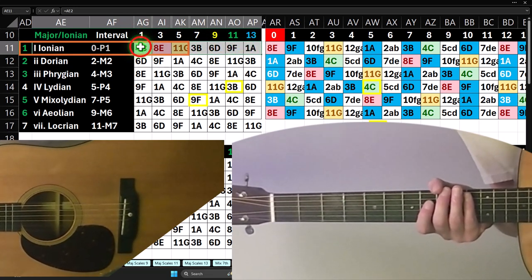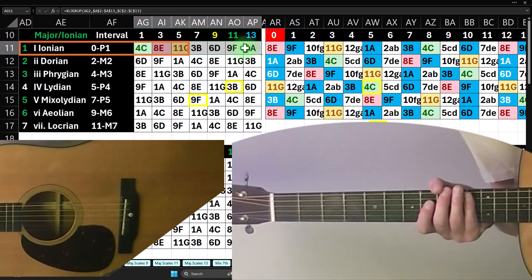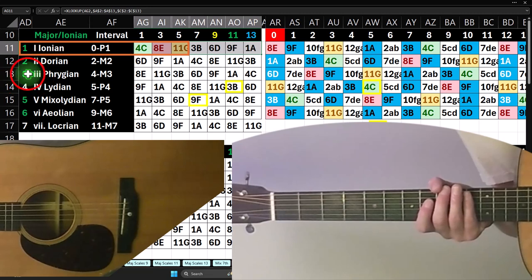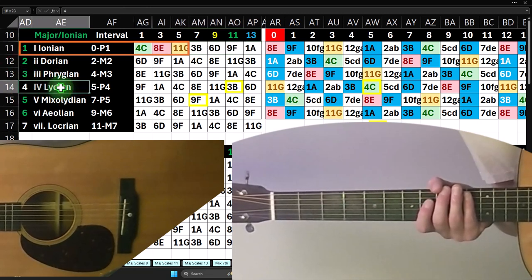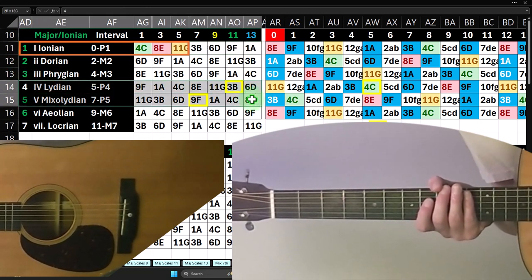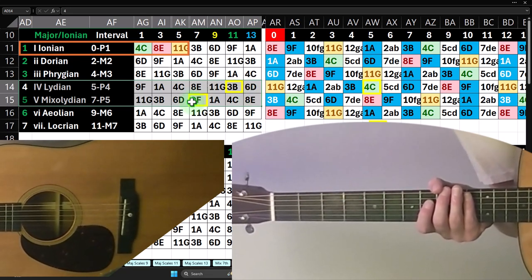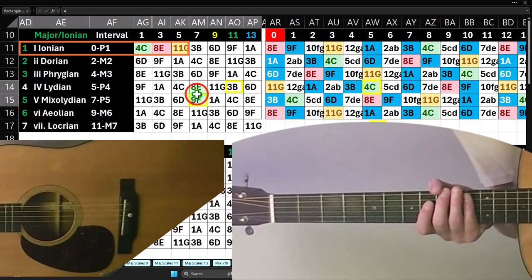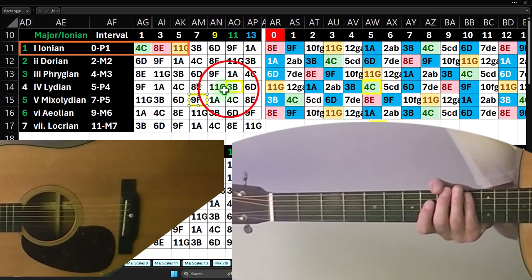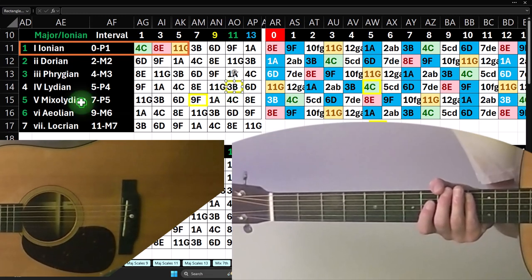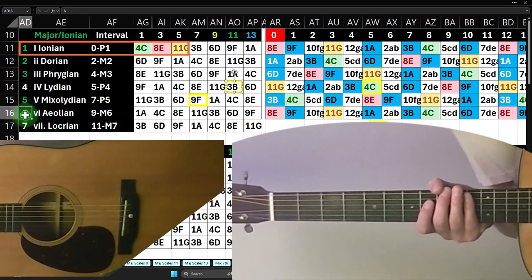We look at all of the interval relationships for the Ionian mode, memorize those, and then look at what the difference is for the two other major modes or major chords, that being the 4 and the 5, otherwise known as the Lydian and Mixolydian, which have a difference on the Mixolydian of the 7th, and on the Lydian, the 11. And then we go to the minor. The minors are significantly different. So that's where we are at now.